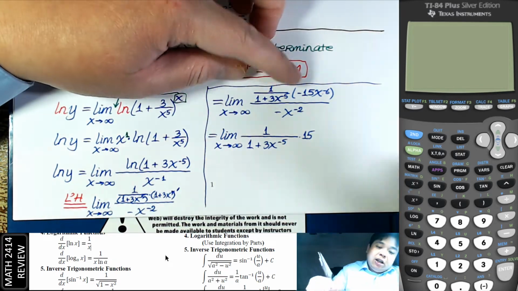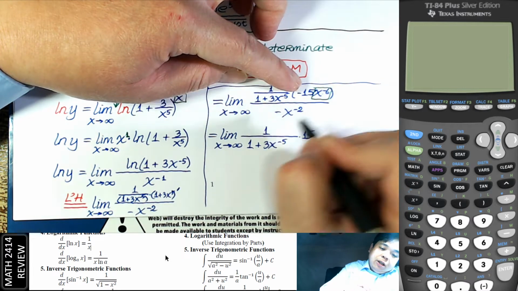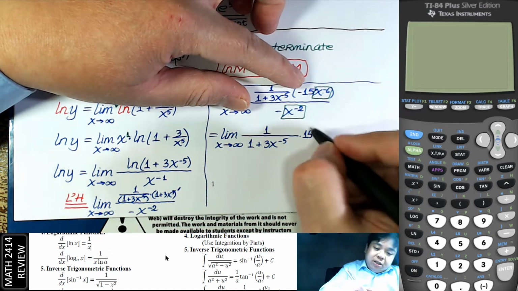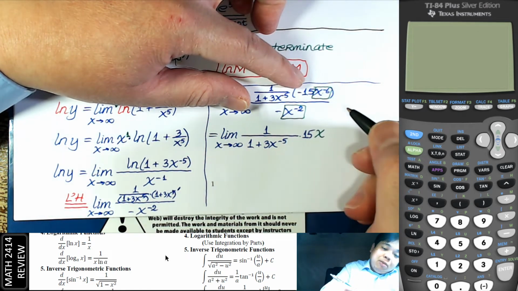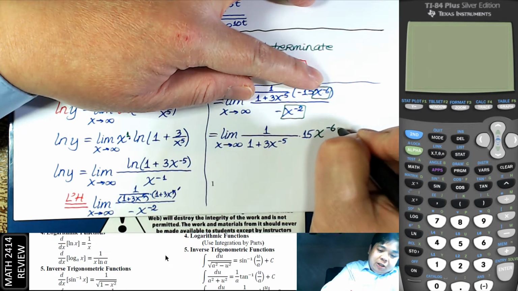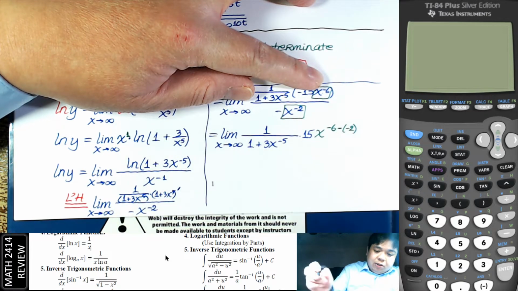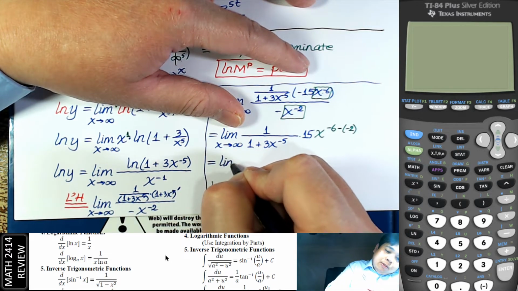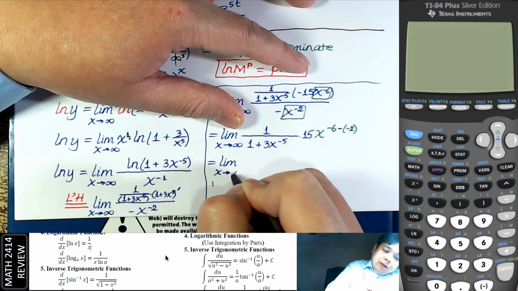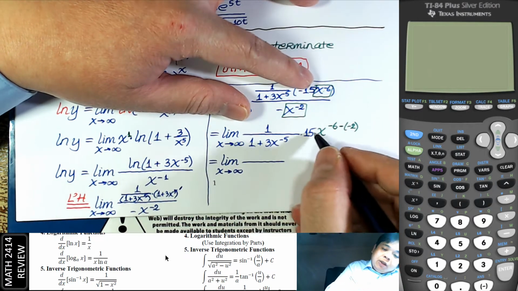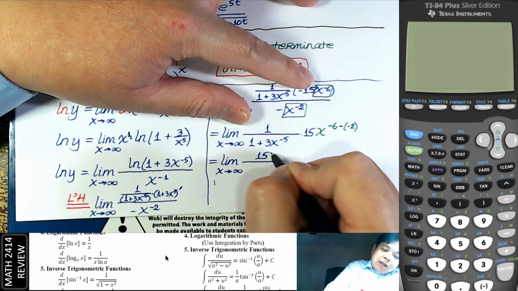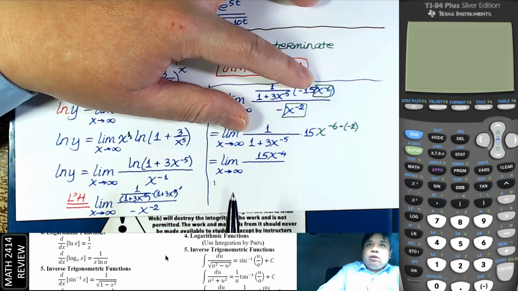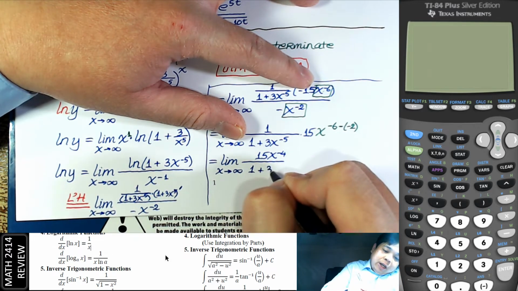What we simplify here is we take this term and divide by this term. So when we divide them, we subtract the exponents because they have the same base. Just subtract the exponent. So that's what we have. So we end up with 15 x to the negative 4 over 1 plus 3x to the negative 5.